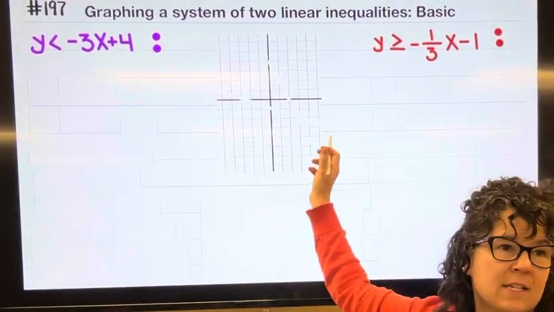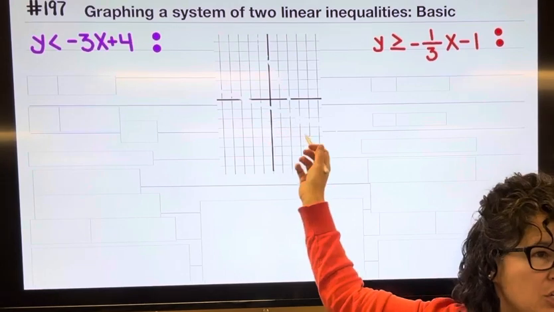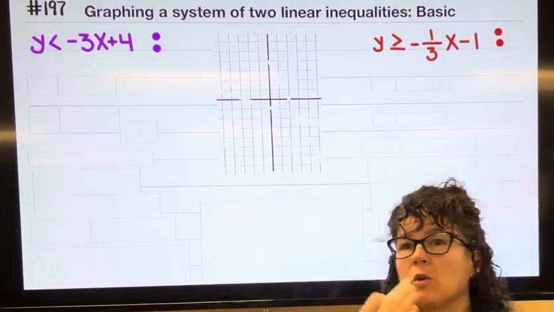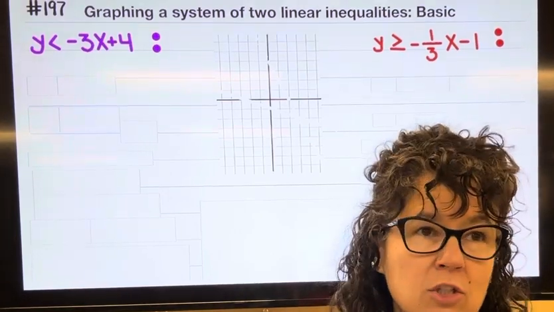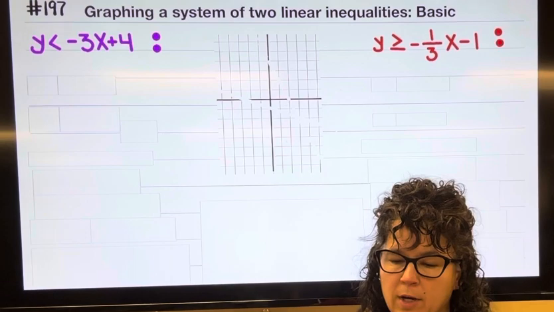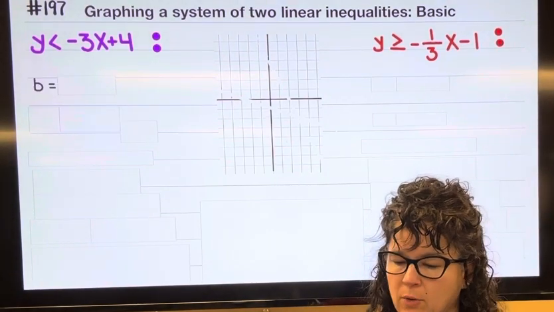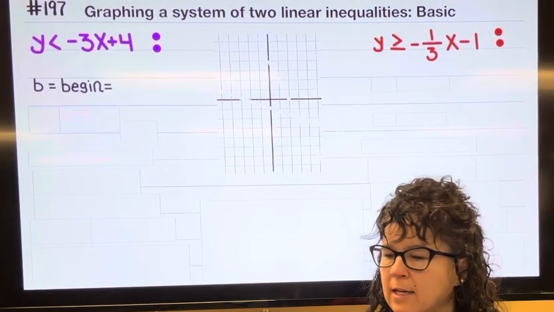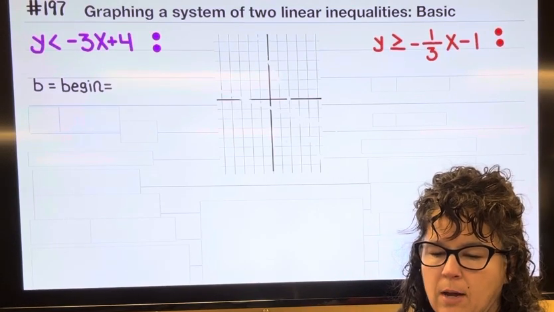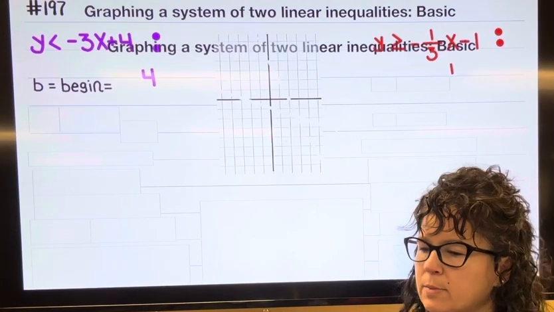When you solve a system of inequalities, you graph each inequality, and then where the graphs overlap, that is the solution. So let's start off by graphing this purple one here. The way I like to graph is to begin at the y-intercept.